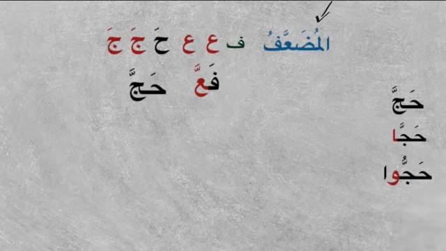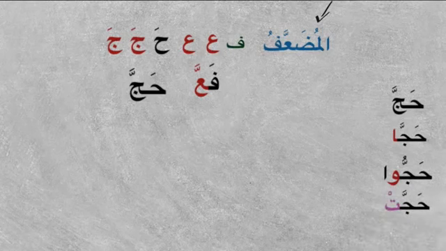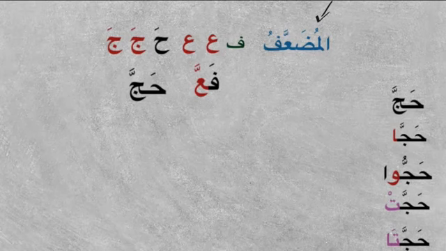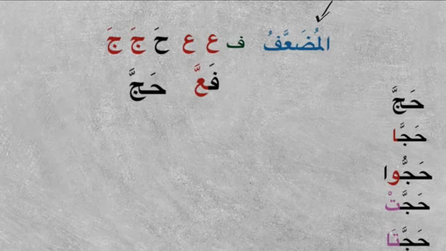Hajju, they all performed, all those men. Hajjat, that woman, she performed hajj. Hajjata, those two women, they performed hajj. So we know from hunna, these are sakin pronouns. This is what we need to remember, the knowledge of sakin pronouns and mutaharrik pronouns.